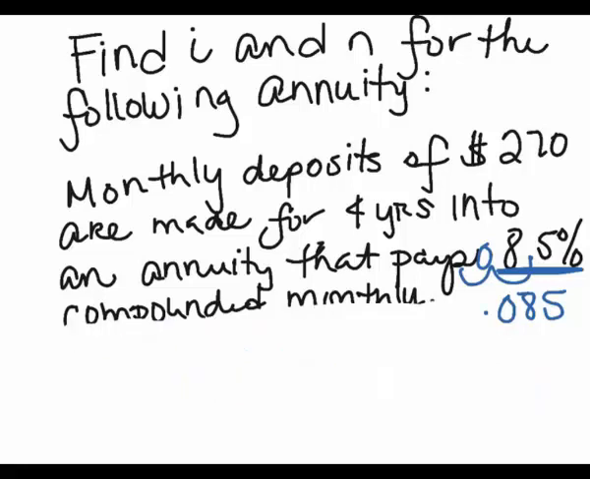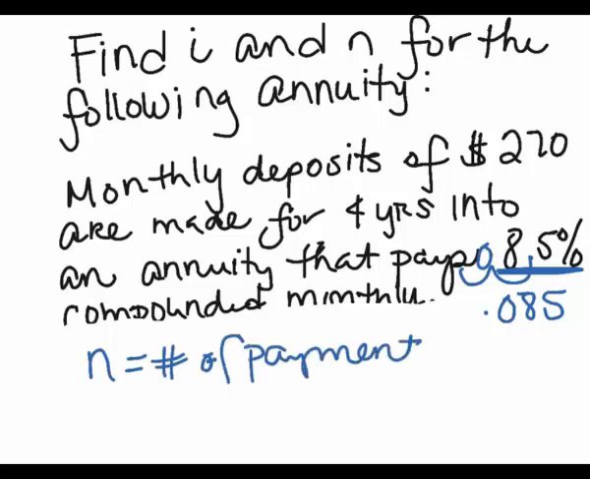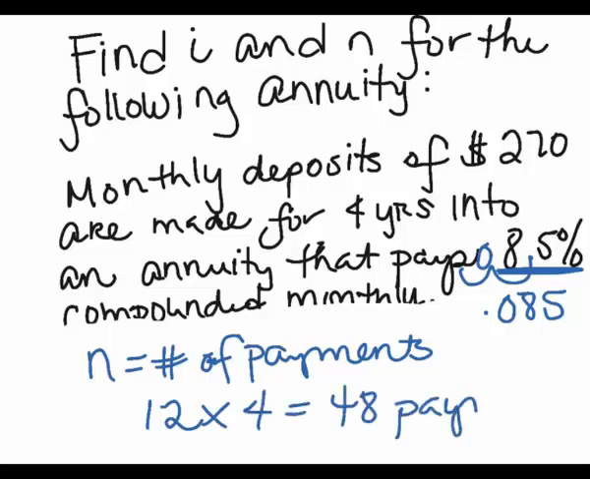Now let's find N. Go back and look at the formula that you just wrote down for future value. You had 1 plus I raised to the n power. But what you need to know is N equals the number of payments made. So think about it. You're making monthly payments, so that's 12 times in a year, for 4 years. So wouldn't that be 48 payments? And that's your answer.